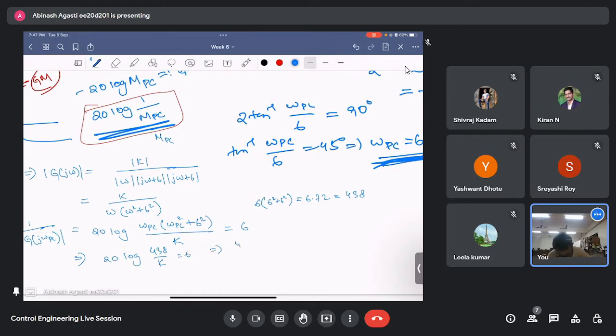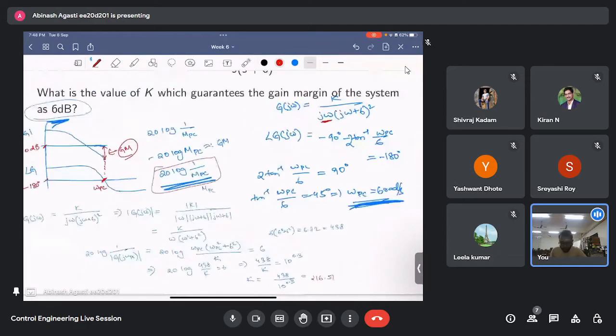So this implies 438 by K is equal to 10 to the power 6 by 20, that is 10 to the power 0.3, and so K is 438 by 10 whole to the power 0.3. Can someone find this value? As per my calculations earlier, this is 216.51. Okay, so is this clear now?